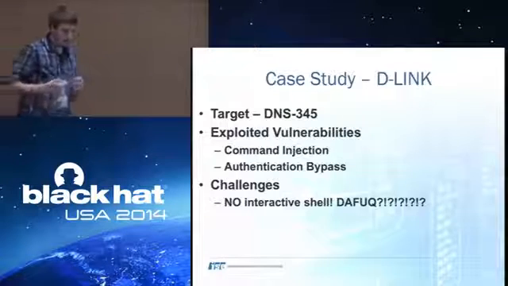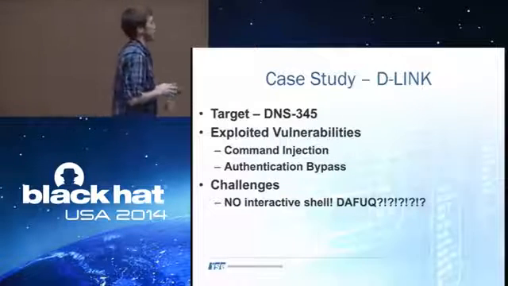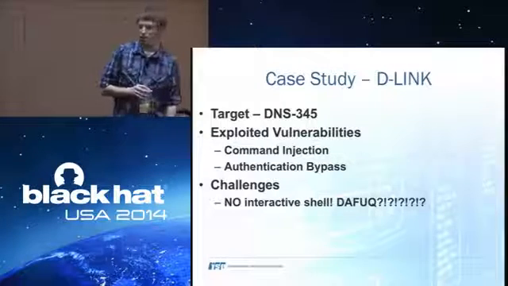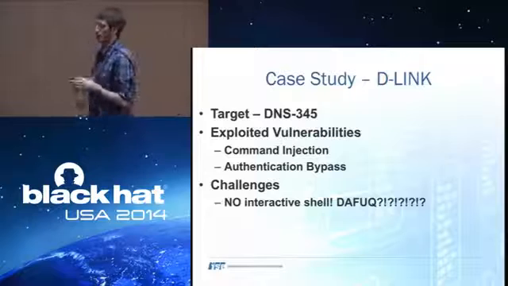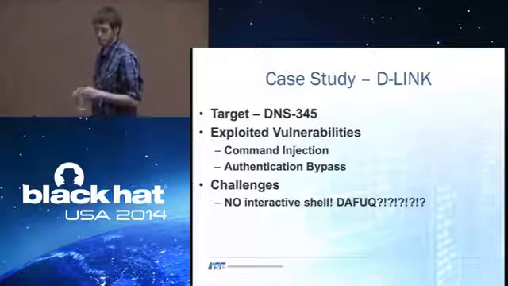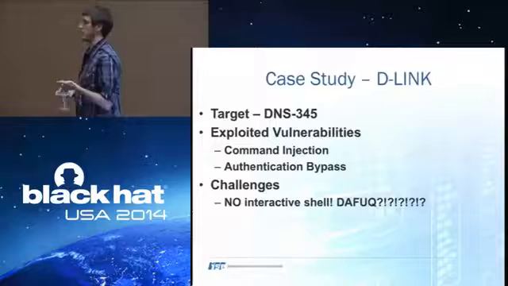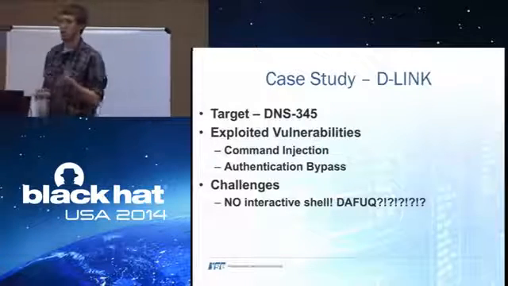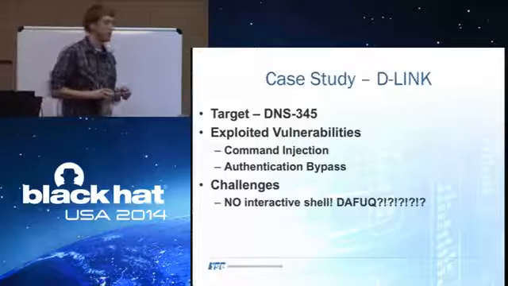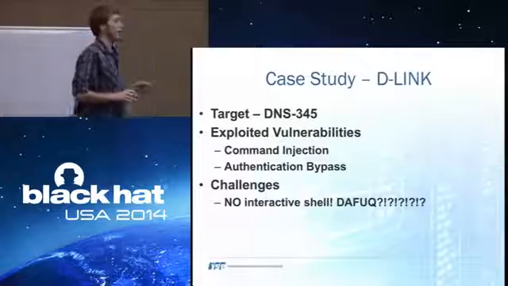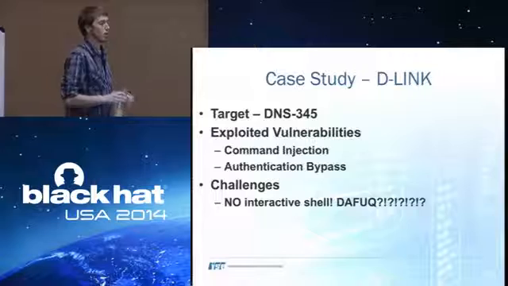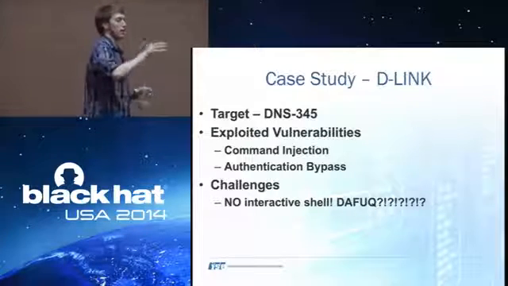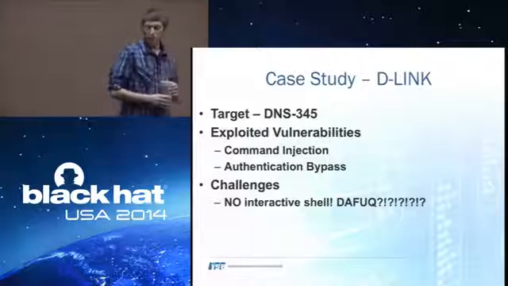So the first case study that we'll talk about with demonstration is D-Link, the model DNS-345, as I said, and we are going to exploit two vulnerabilities: command injection and authentication bypass. If you recall, authentication bypass was a subset of the missing function level access control. So what we're able to do here is basically take a C program that I wrote and point it at this D-Link device and become root, gain a root shell.